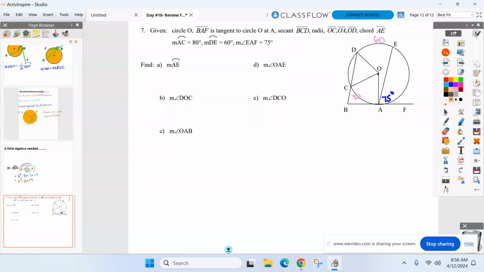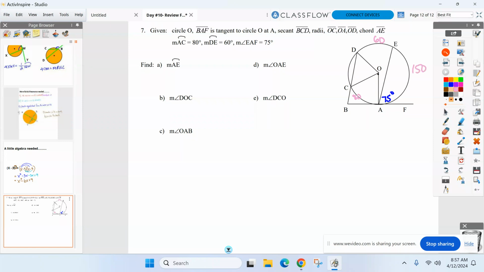Outside? That's a tweener I gave you, isn't it? And it's a special tweener because it's formed by a chord, EA, and BAF, a tangent. That's one we have a rule for. So this is a tweener angle we have a rule for. So if the angle's 75, what can I do with it to find the arc in between? Double it. There you go. Arc EA, 150.